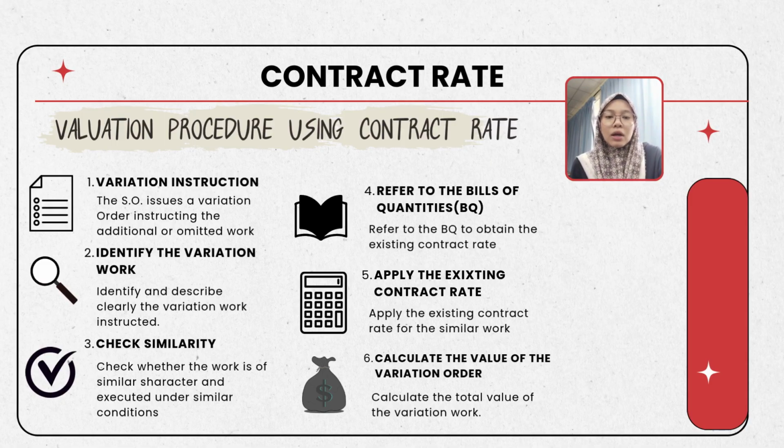Third step is to check whether the work is similar in character and carried out under similar conditions as the original contract work. Step 4 is to refer to the bills of quantity to find the existing contract rate for that item. Step 5 is to apply the agreed contract rate to the variation work. The last step is to calculate the total value by multiplying the quantity of work with the contract rate. This process makes sure that the valuation is fair, accurate, and based on the rate already agreed in the contract.